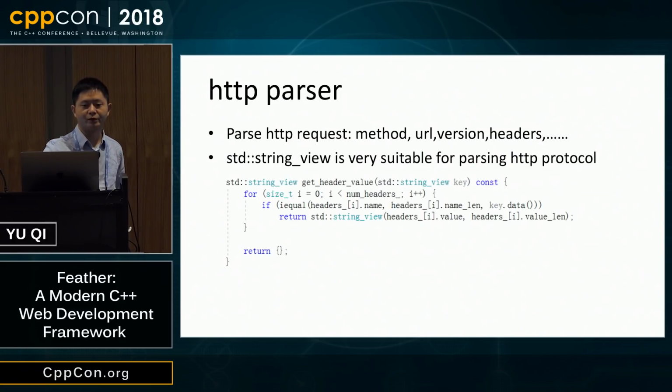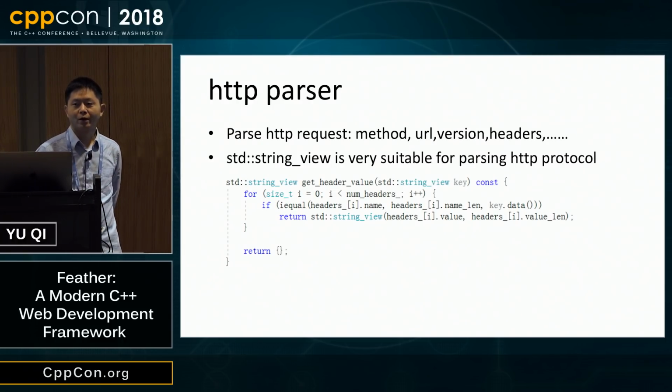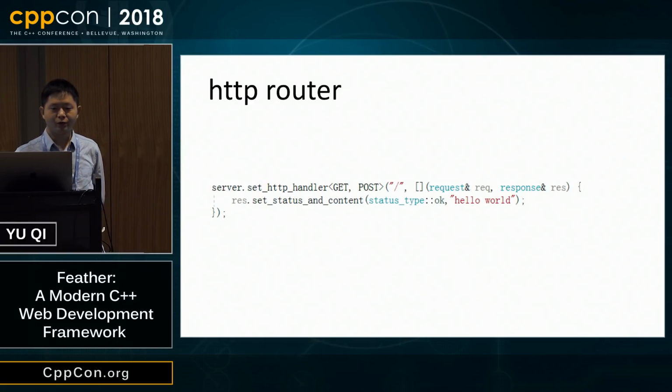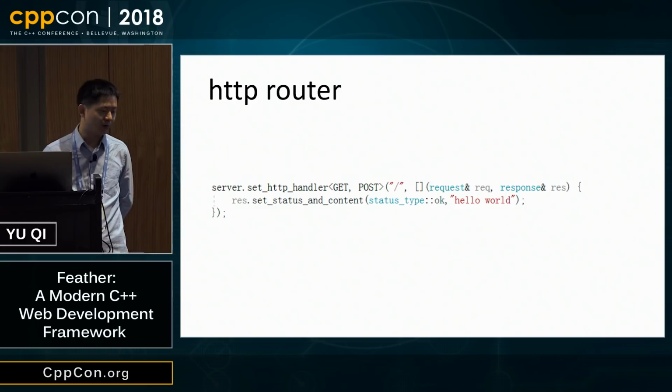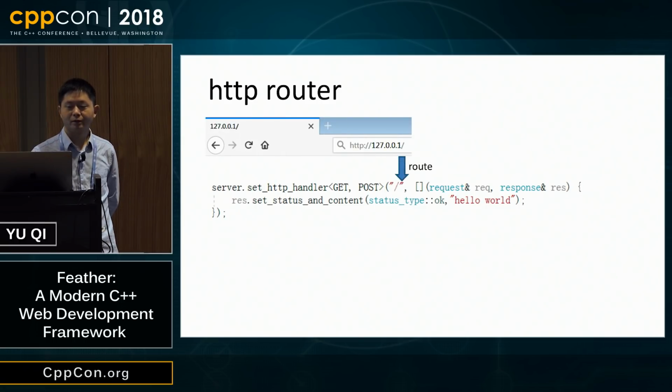Okay, now let's look at the HTTP parser. It's used to parse the HTTP protocol, and the string view is very suitable for parsing the protocol. The router is also very simple. You just need to register a path and a function. Here, the request will route to the business function.